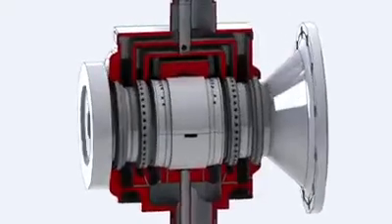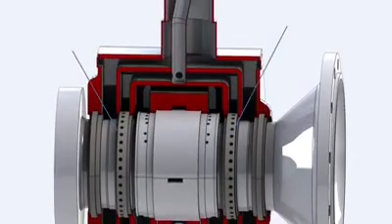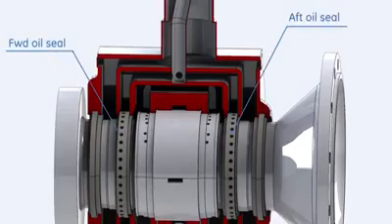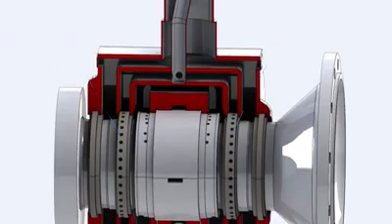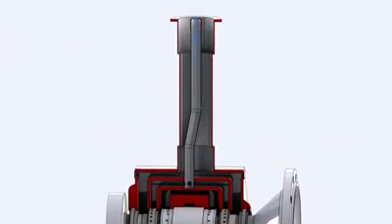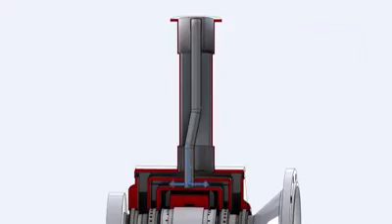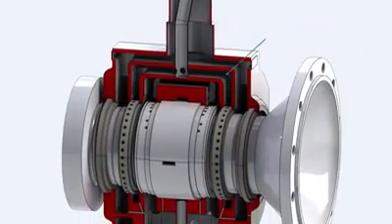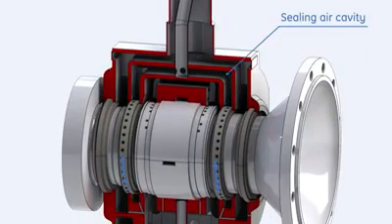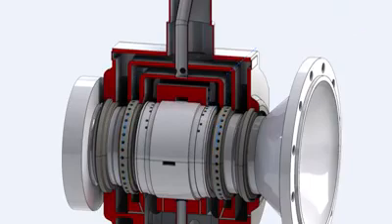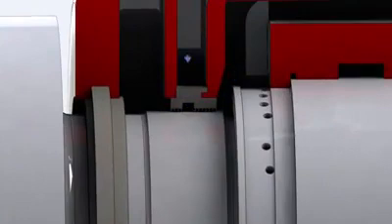Inboard of the outer air seals, two pressurized labyrinth seals are located for lubricant control. Sealing air supplied through a pipe concentric with the vent pipe fills the sealing air cavity and flows between the two rows of each of the labyrinth seals. Some air escapes to the vented cavity, and the remaining returns with the lube oil.